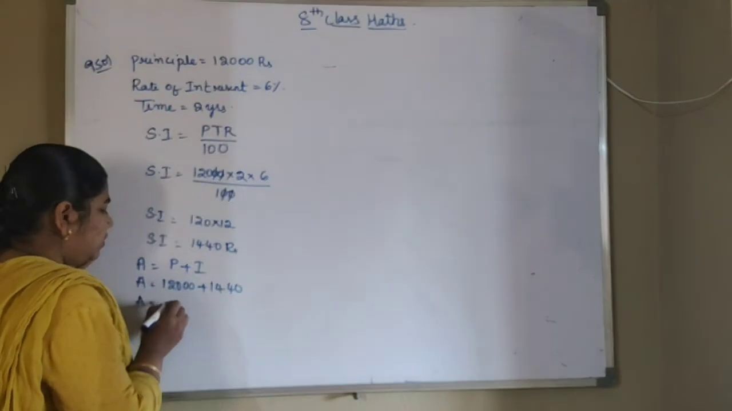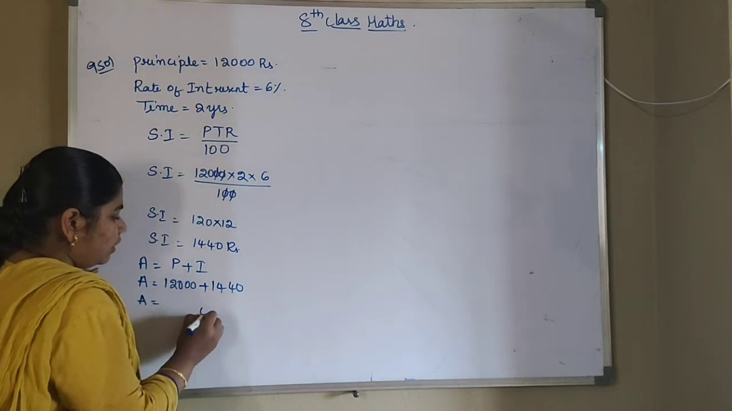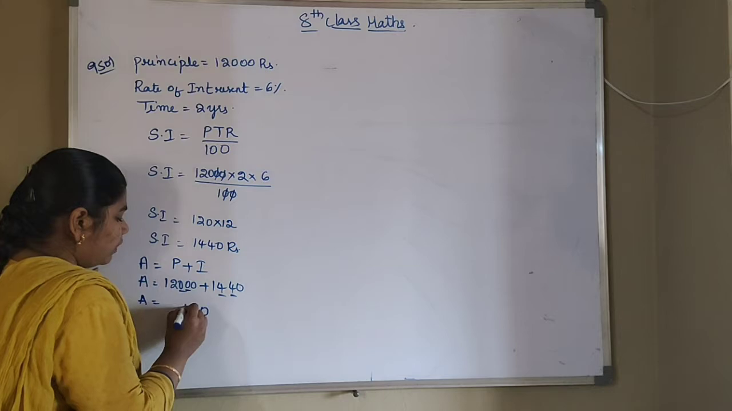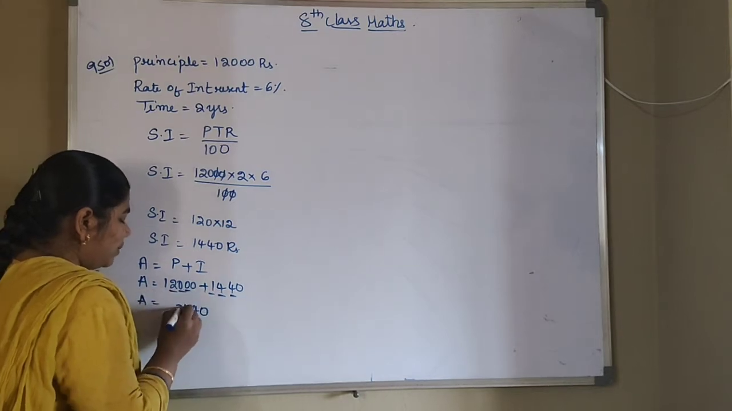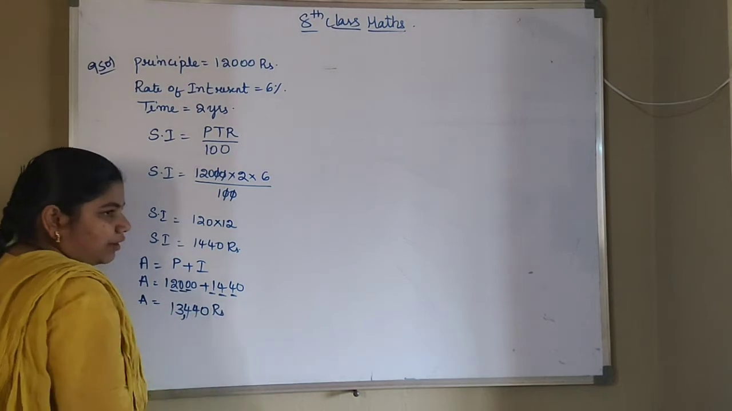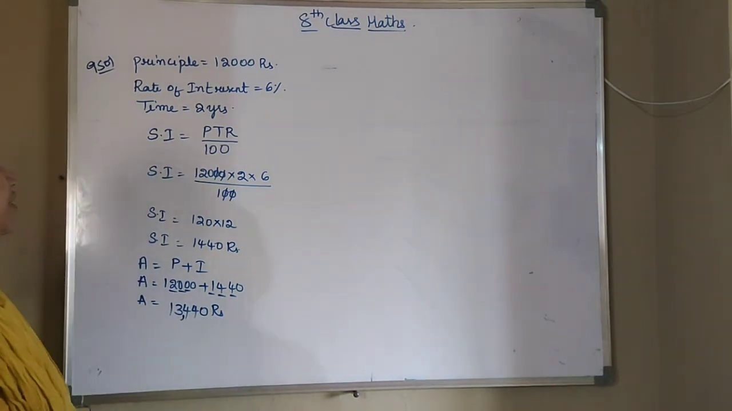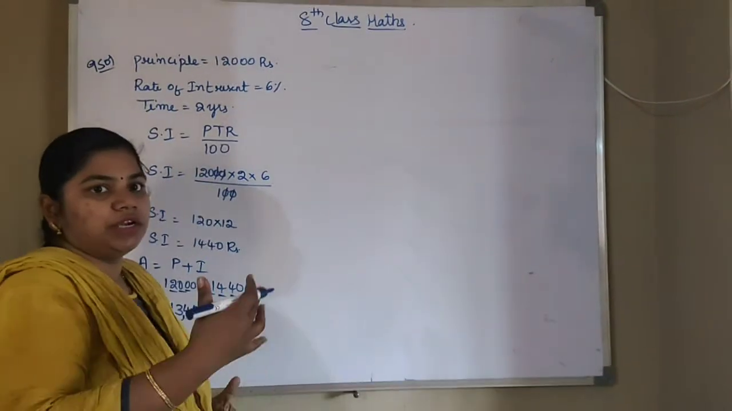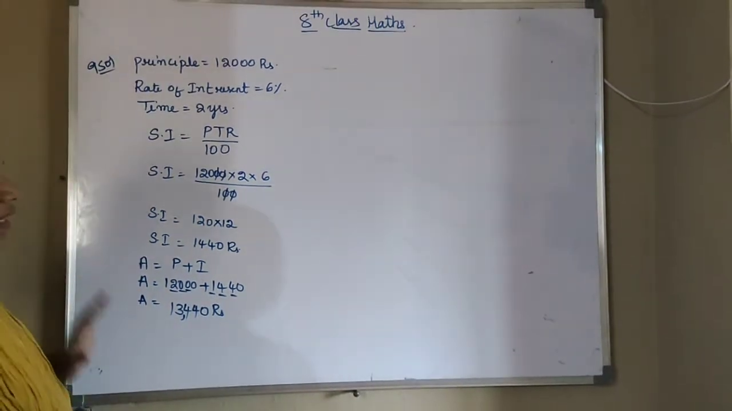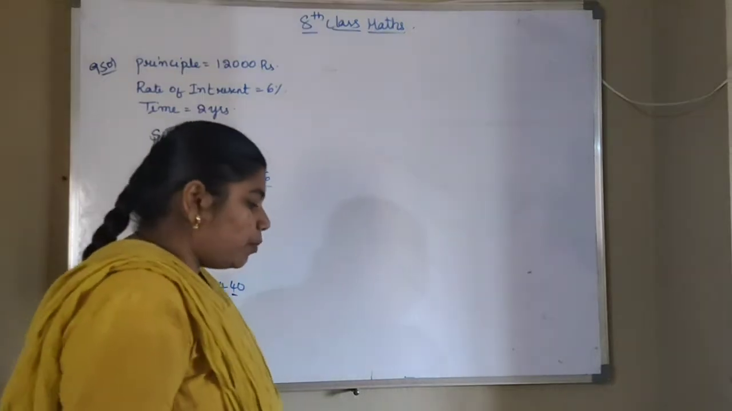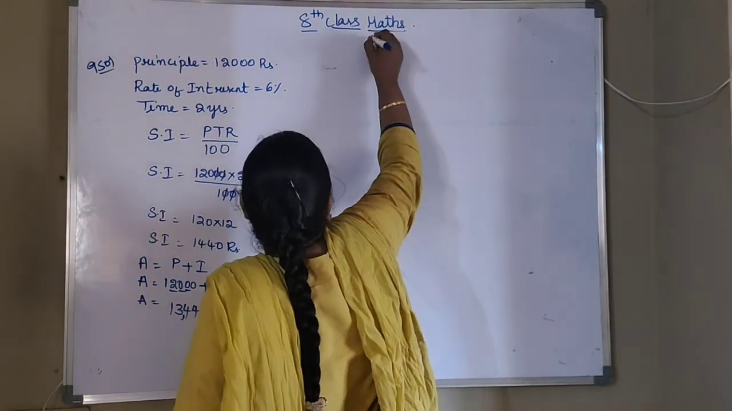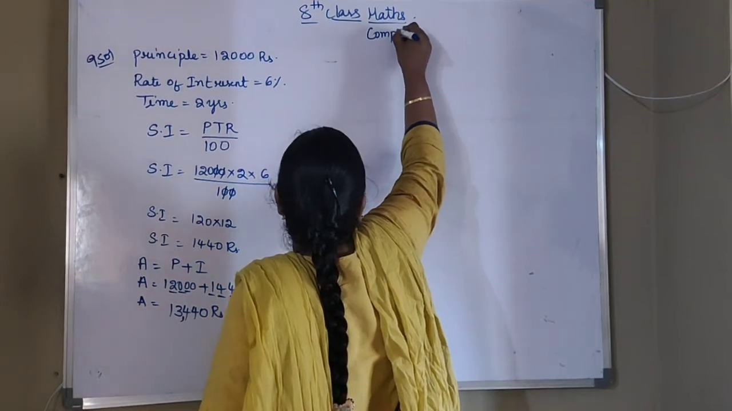So now you add this. 0 plus 0 will be 0. 0 plus 4 will be 4. 0 plus 4 will be 4. 2 plus 1 will be 3 and 1. So that will be 13,440 rupees. He has taken 12,000, he is paying 13,440 rupees. So this is for simple interest. Now we have to find the compound interest for the same values. So here I am finding compound interest.